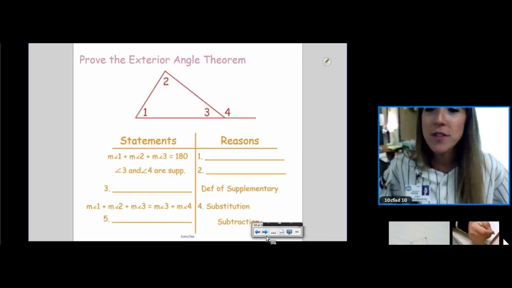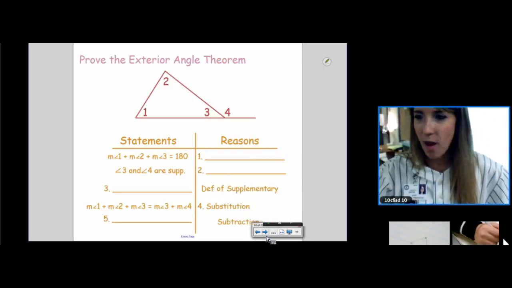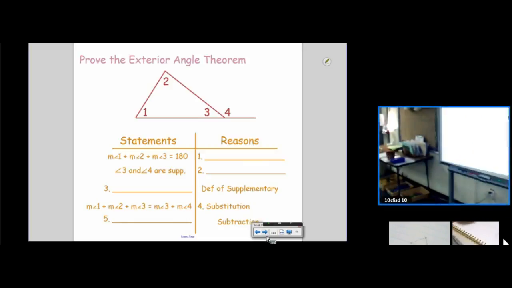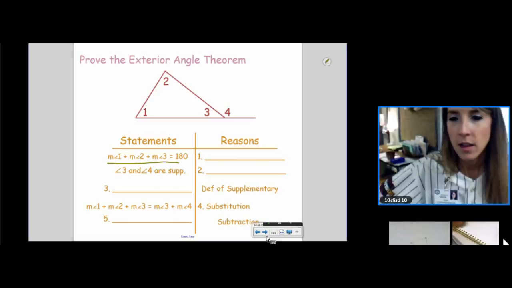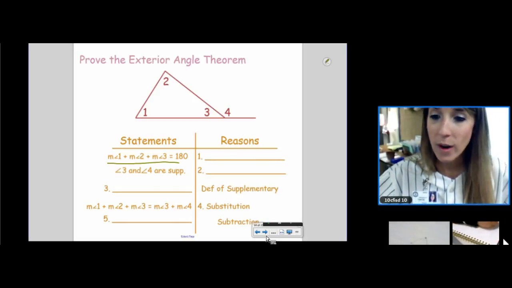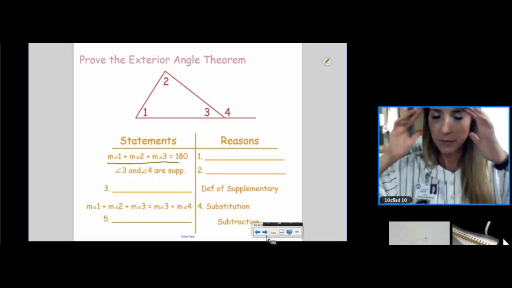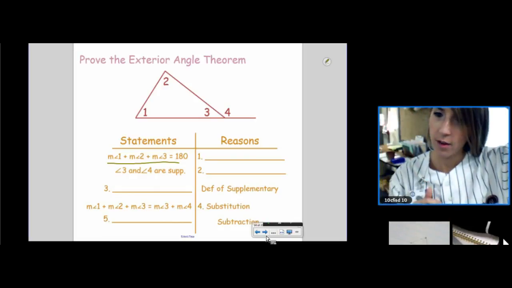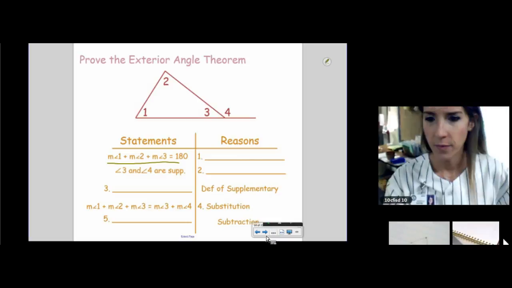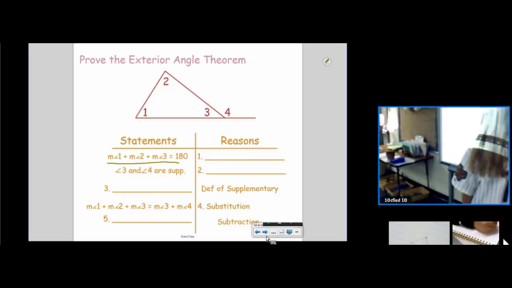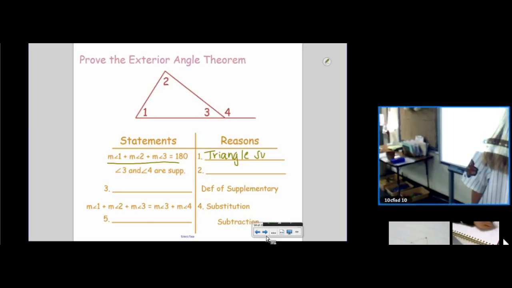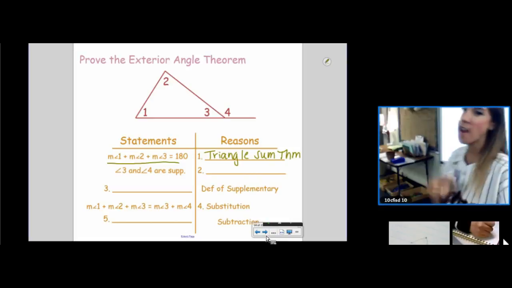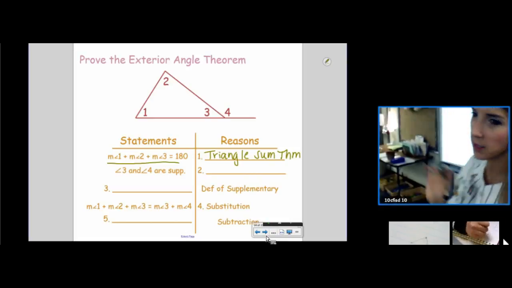All right, let's prove the exterior angle theorem, that theorem that we all think is so easy, but sometimes we forget to use it. Okay, so to prove the exterior angle theorem, we start with this statement. The measures of angle 1, 2, 3, the sum of those measures is 180. What is our reason? The reason is called the triangle sum theorem. I think it's actually called the triangle angle sum theorem, but we'll just do that because of space.